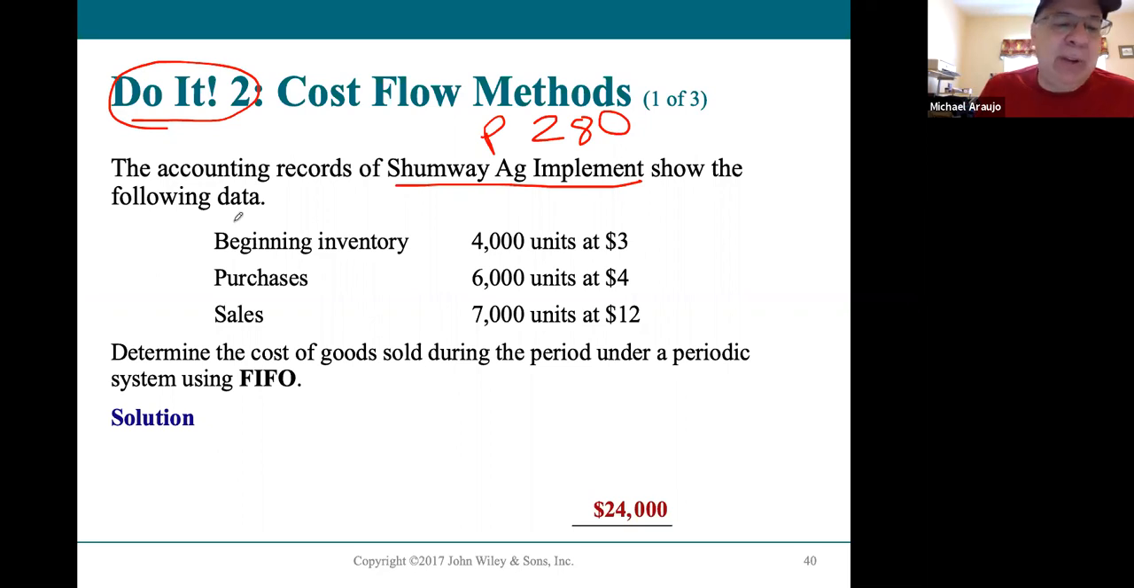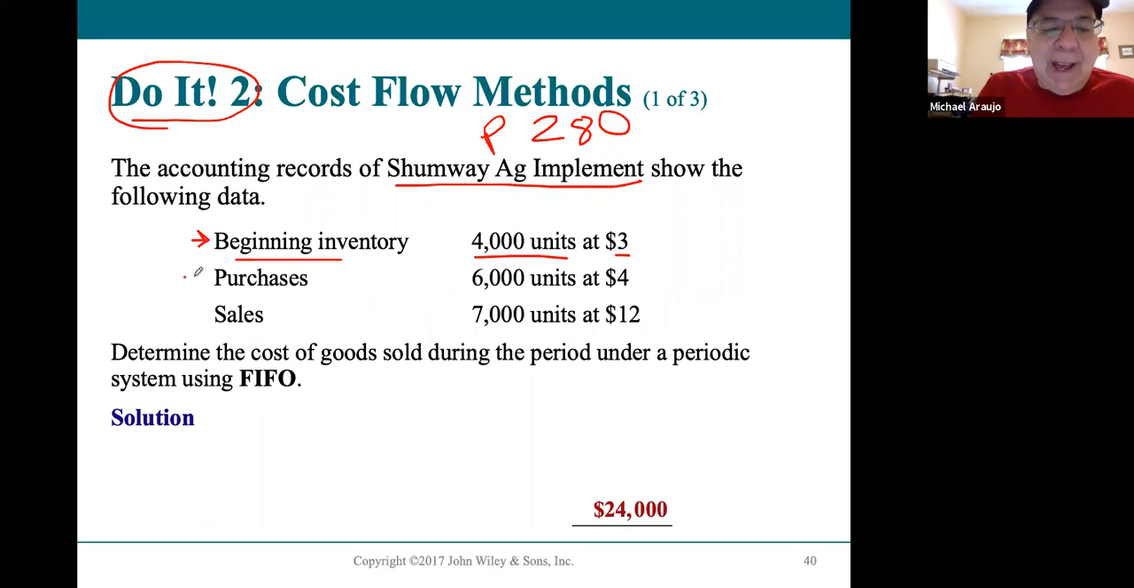And this is the information that's given to us, okay? They have beginning inventory listed at 4,000 units. They paid $3 a piece, right? So that's the beginning inventory. This is the starting point of what we need to know, because everything starts with beginning inventory.